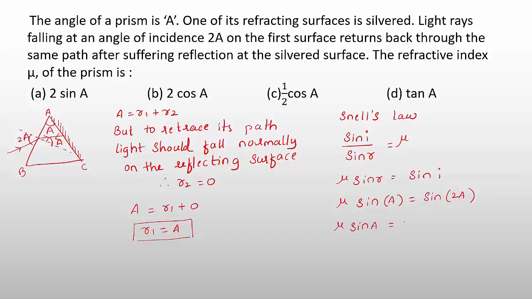Sine of 2A can be written as 2 sine A into cos A. So 2 sine A into cos A, here sine A will get cancelled. So the refractive index mu equal to 2 cos A. Right? So the refractive index here we will get mu equal to 2 cos A. So option B is right.